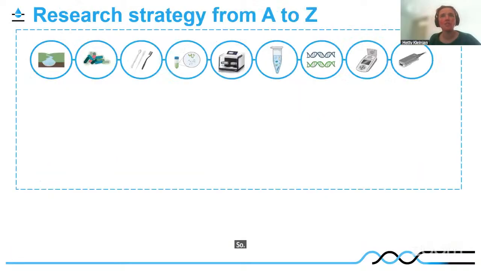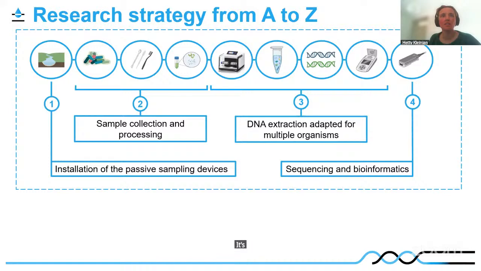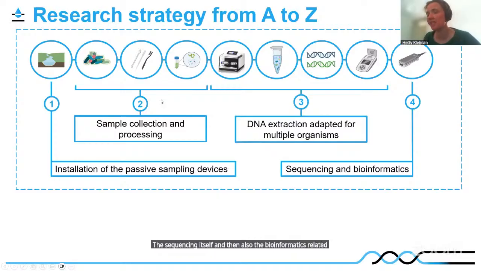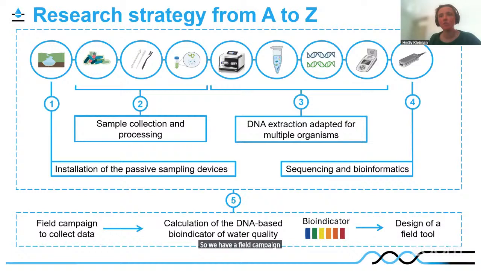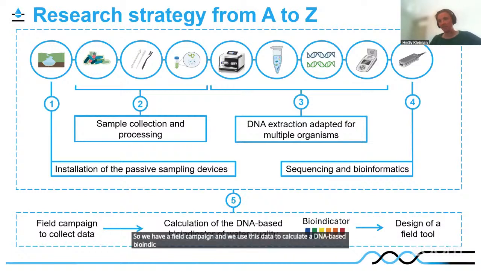So our methodology covers basically the whole chain from sampling to periphyton collection, extracting the DNA, the sequencing itself, and then also the bioinformatics related to the identification of the taxa that are present in the samples. So we have a field campaign, and we use this data to calculate a DNA-based bioindicator of water quality. And finally, we hope to develop a methodology that is applicable in the field.